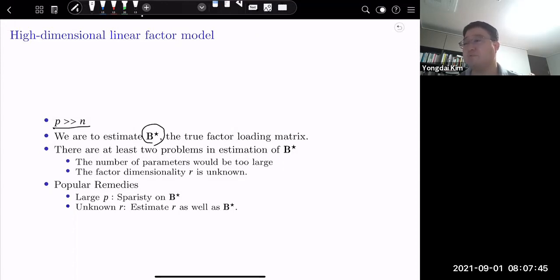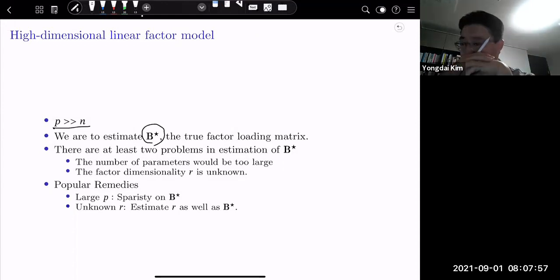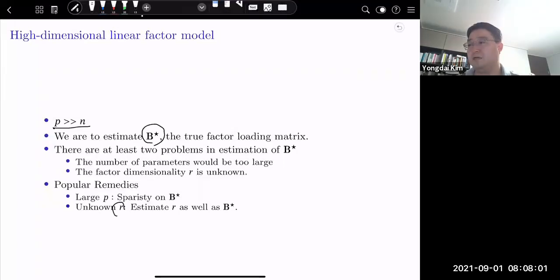And for these problems, there are popular remedies. First, for large p, we assume that the true factor loading is sparse. And I will explain what the sparsity of the factor loading matrix is. And then for unknown factor dimensionality r, we estimate r as well as the factor loading matrix.